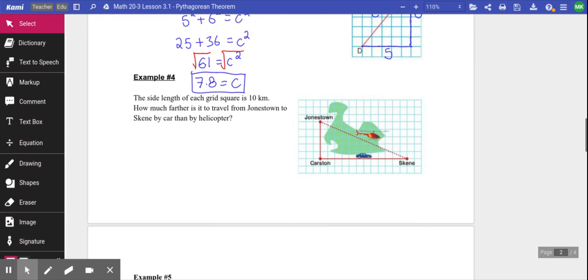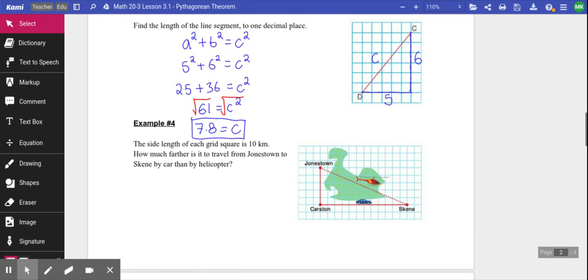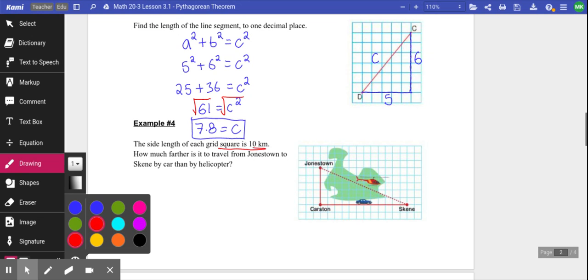You come down to this one. Can you go back to the time? Yeah, sorry. If you look at example 4, you can't just count the blocks because it said the side length of each square is 10 kilometers. Each square is 10 kilometers.